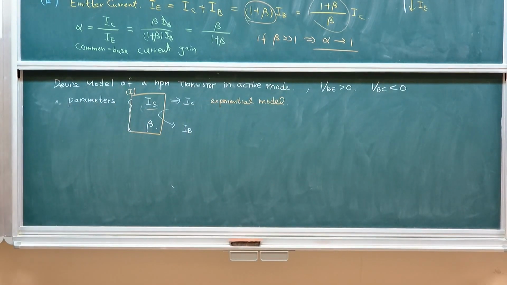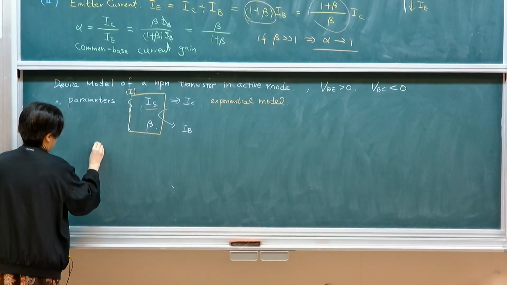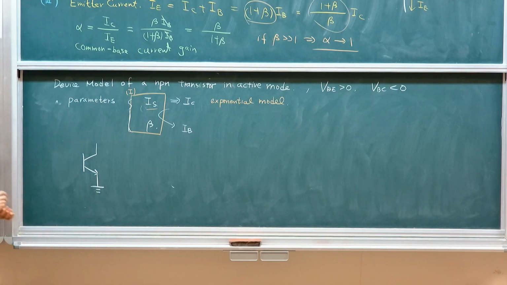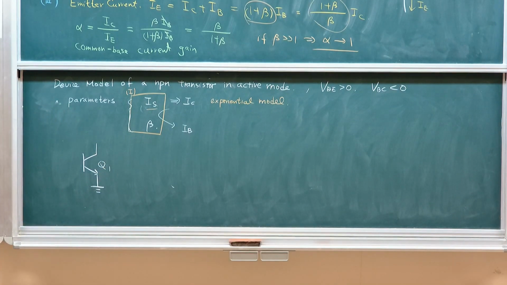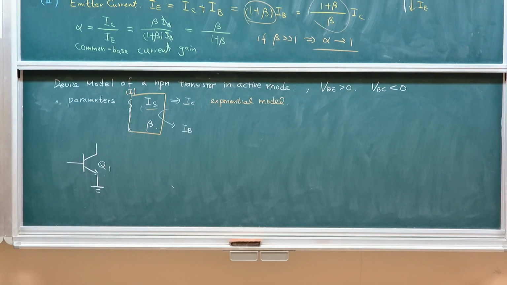Let's go through an example of using the exponential model. I'm just going to give you a circuit. It looks something like this. If we're using a bipolar junction transistor, the typical notation is Q. That will be my device. For a diode, you use D. For a BJT, we use Q. For a MOSFET, we use M. So Q stands for a bipolar junction transistor. This is an NPN transistor. We know it because the arrow is going down from the base.